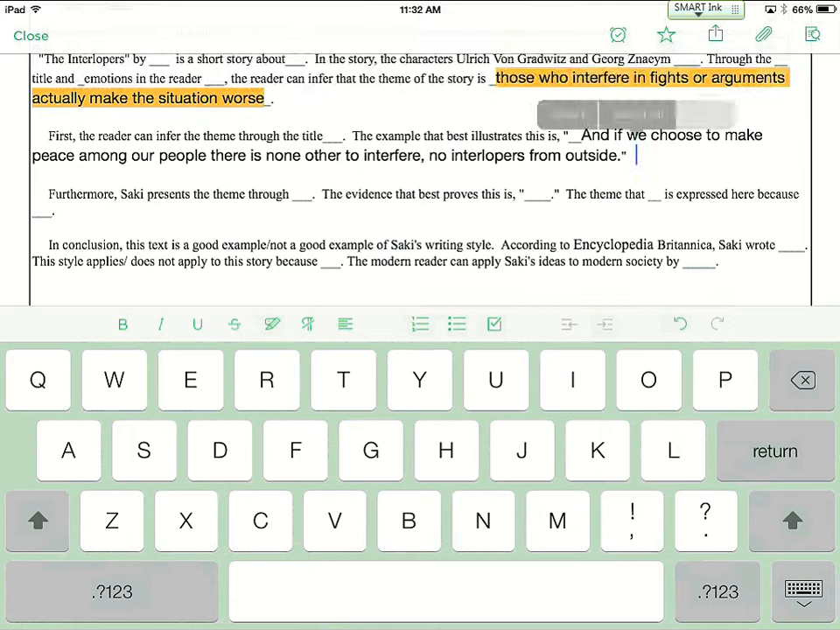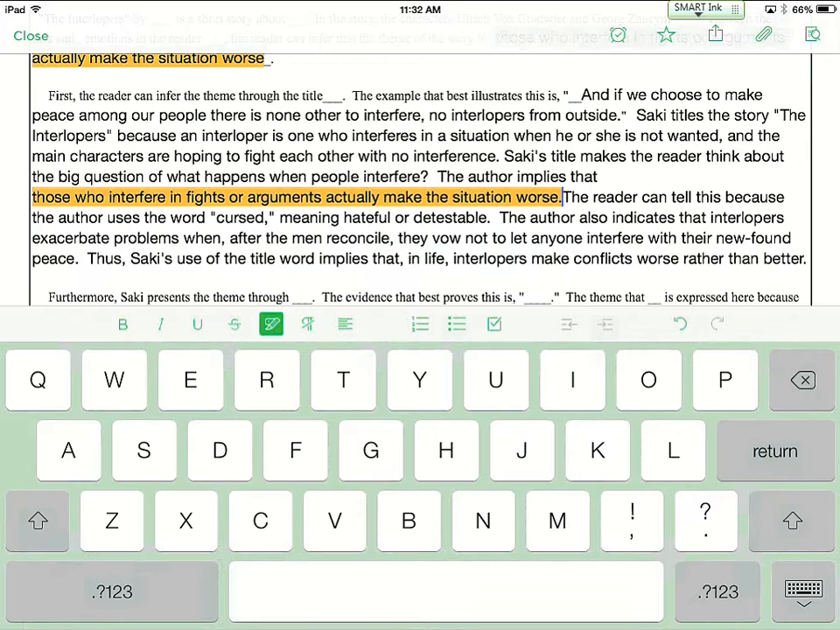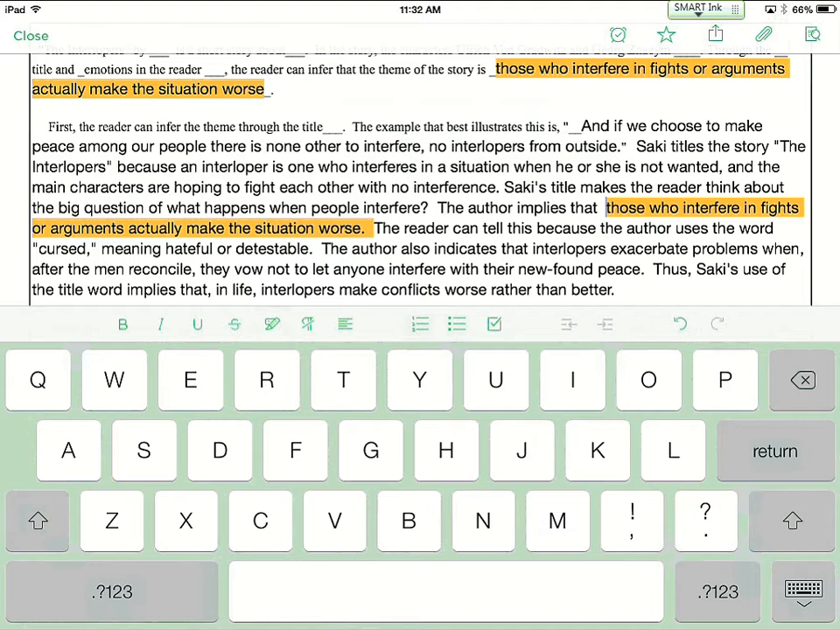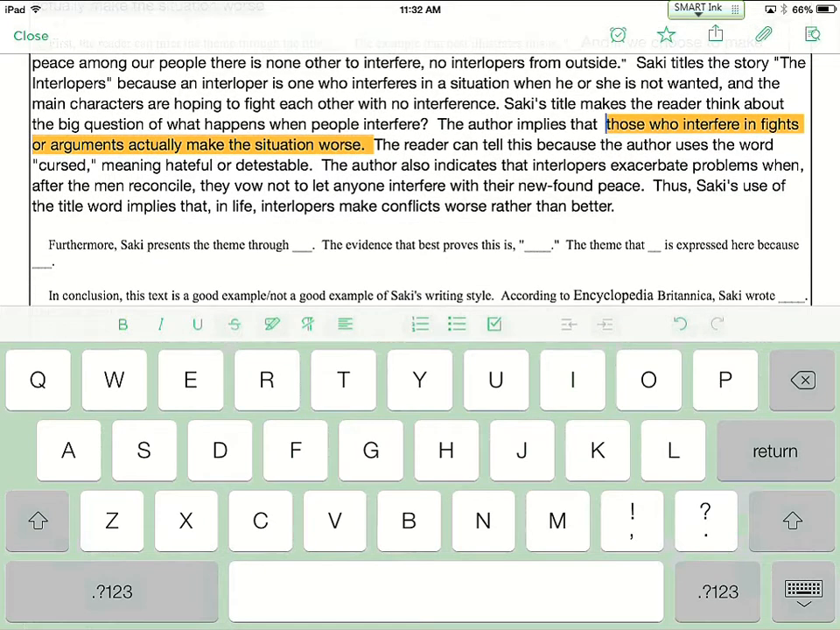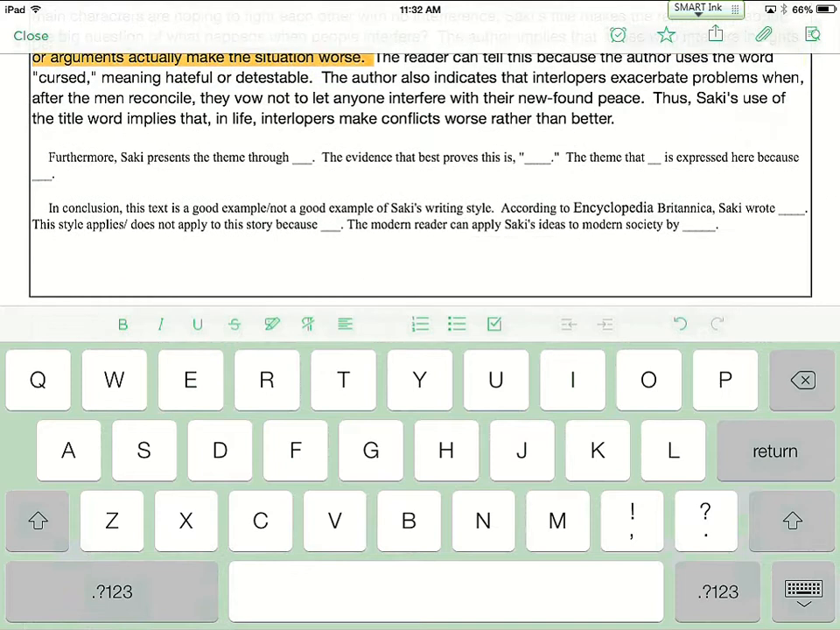So now your paragraph will have what a paragraph needs. You can fix the spacing. The paragraph has a topic sentence: first, the reader can infer the theme through the title. The paragraph needs some evidence: the example that best illustrates this is, and there's your quote. And then a paragraph needs some explanation. So the end of the paragraph is the entire explanation of the quote and how it fits in with the theme.